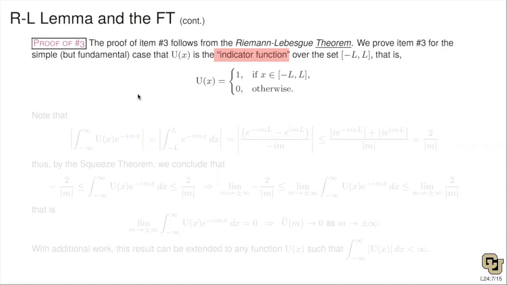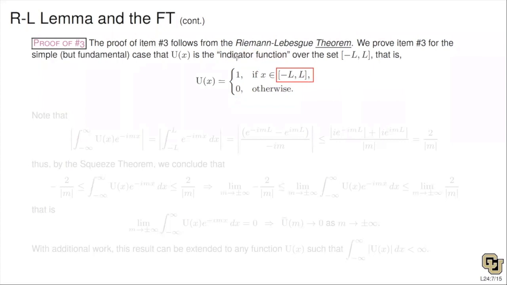It's also sometimes known as a characteristic function. Here, if our input is inside the domain, then the function is equal to 1. If our input is not in the domain, minus L to L, then it's 0. Okay, so it's a very simple function. It's like a little step function: 0 everywhere except between minus L to L, where it's 1. So this would be what's known as an indicator function for this set negative L to L.